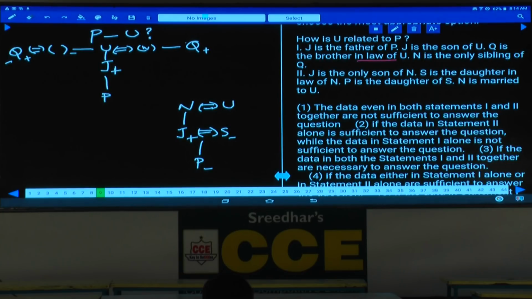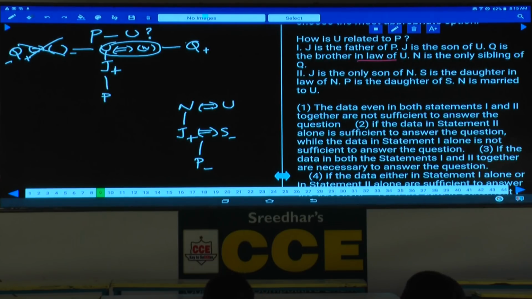Then what is your answer here? Yes, tell me. Now here also the gender of U is not known. By combining these 2, the gender of U cannot be identified. Here also N and U are a married couple, isn't it? As N and U are a married couple, this case is ruled out. But N is the only sibling of Q, and the gender of this N is not clearly known, isn't it?